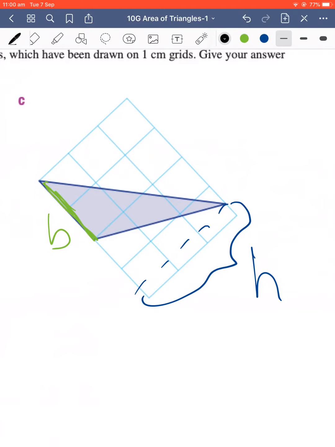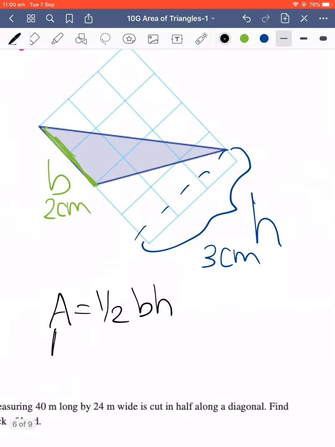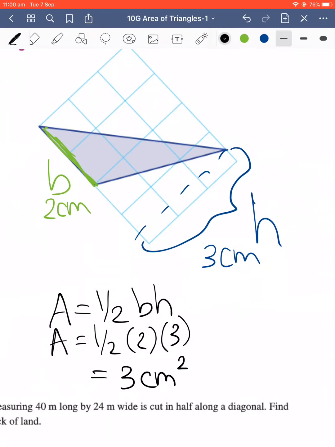Okay, next one. So my base for this particular one, I have 1 and 2, so 2 units across. So my base is going to be 2 centimeters. And my height, having a look here, so I have 1, 2, 3. So my height for this one will be 3 centimeters. Now I can substitute into my equation. So half times base times height. Then I substitute in. So half times 2 times 3, which gives me my answer of 3 centimeters squared. Again, remember those units, really, really important.